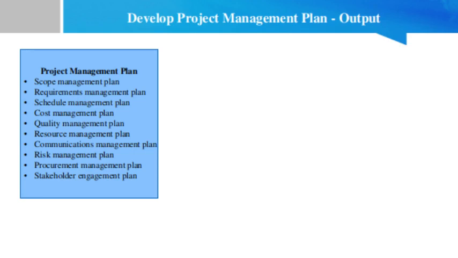Procurement management plan establishes how the project team will acquire goods and services from outside of the performing organization. Stakeholder engagement plan establishes how stakeholders will be engaged in project decisions and execution according to their needs, interest, and impact.